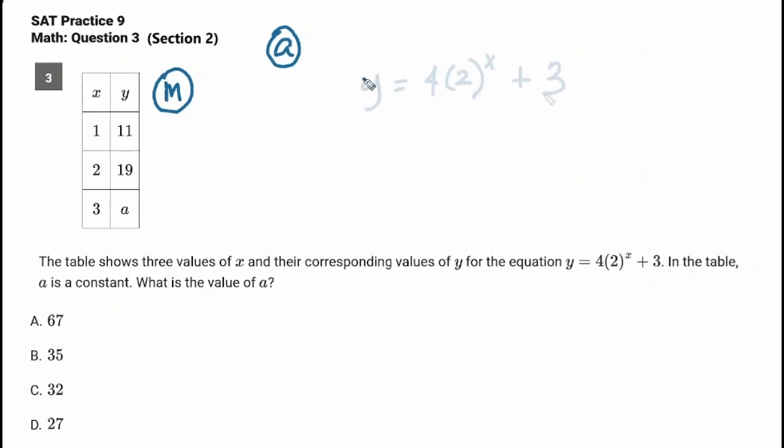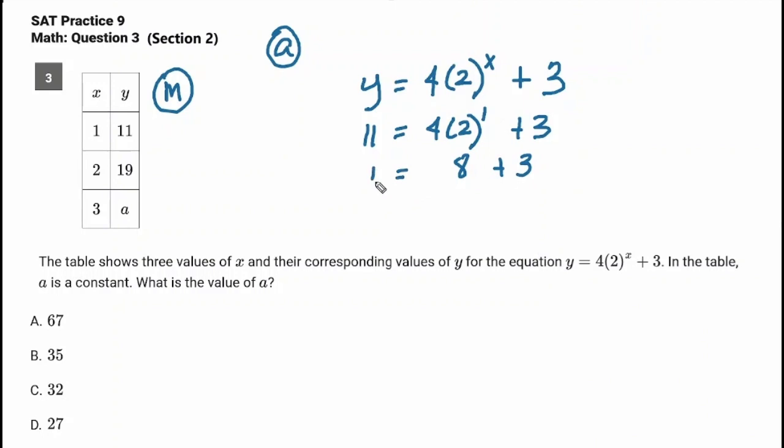Write down the function, and then if you want to, run the first set of numbers. X is 1 and y is 11. So 11 equals 4 times 2 to the 1 plus 3. Sure enough, 4 times 2 is 8 plus 3 is 11. So hey, the function works. Let's try it with 3 for x.